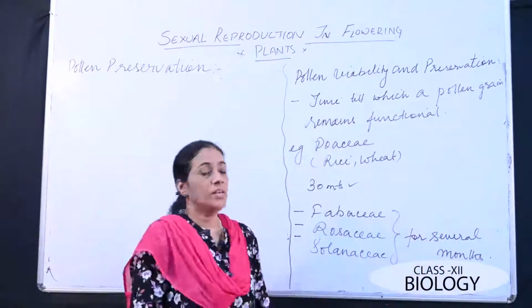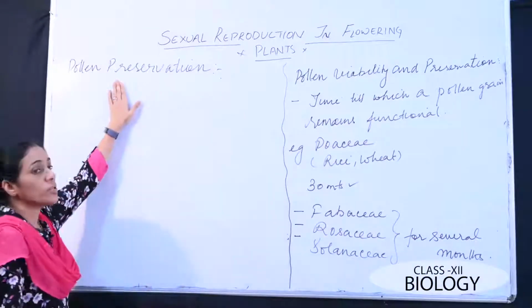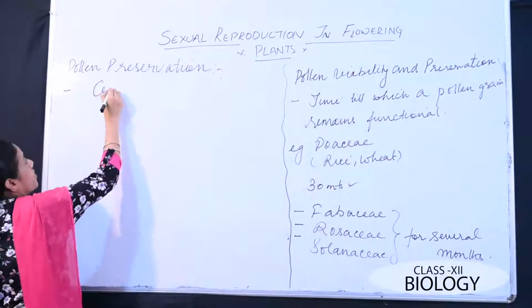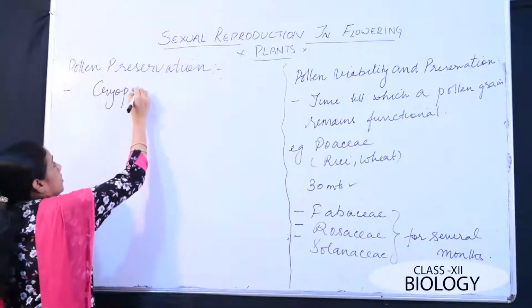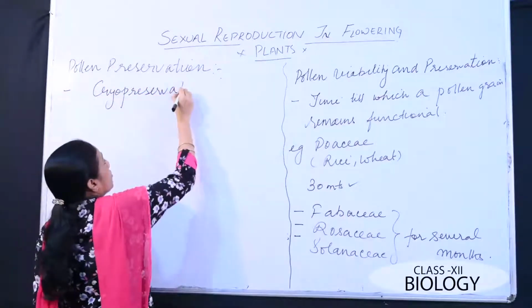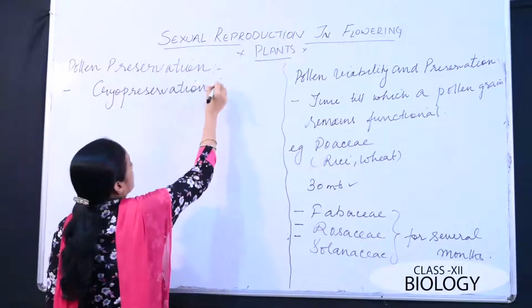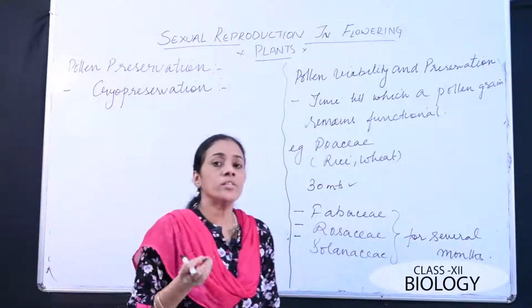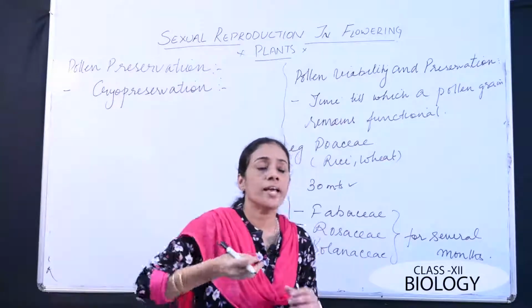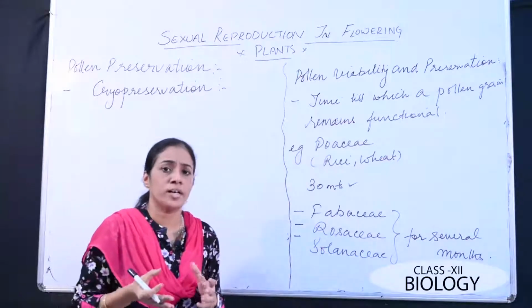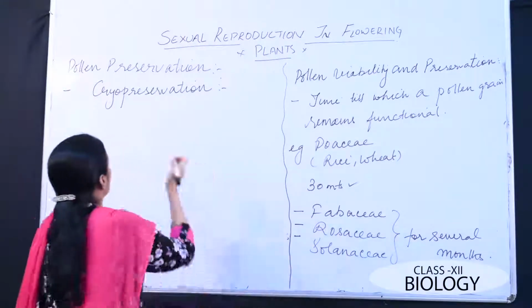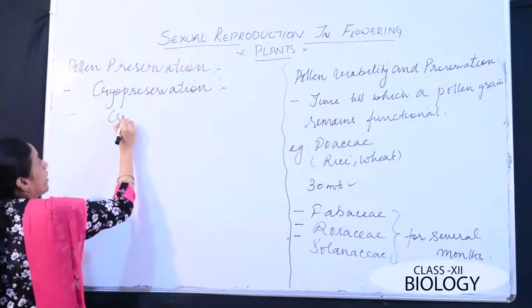Okay. After pollen viability, let's talk about pollen preservation. This is also called cryopreservation. How can the pollen grains be cryopreserved? First, let us see what cryopreservation is. The pollen grains, students, can be preserved for a long time. For years they can be preserved. For what purpose? For crop breeding programs.